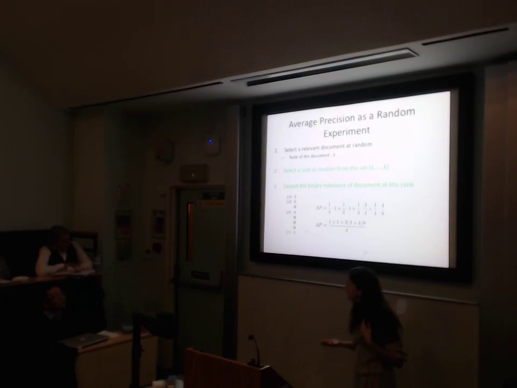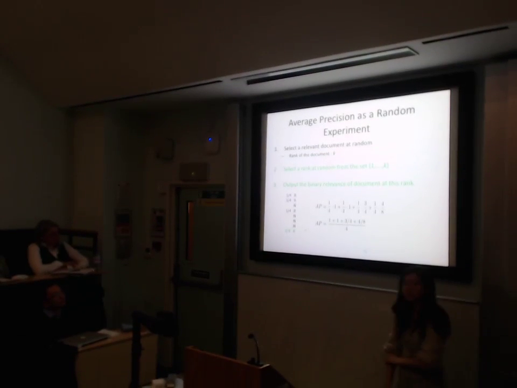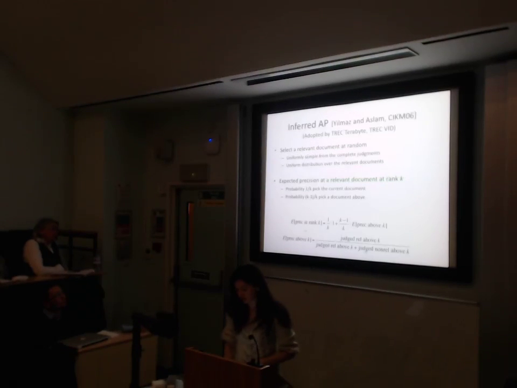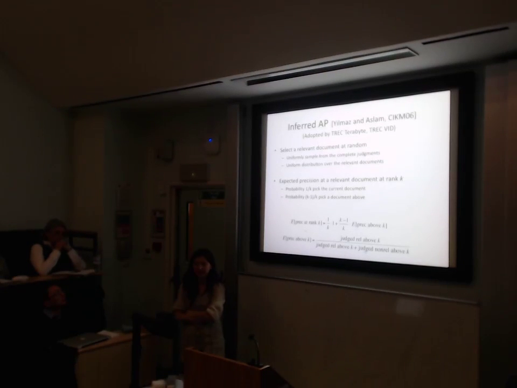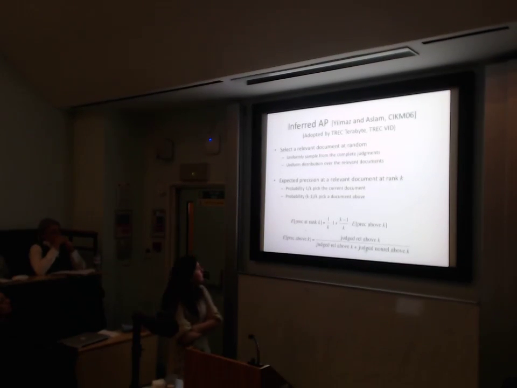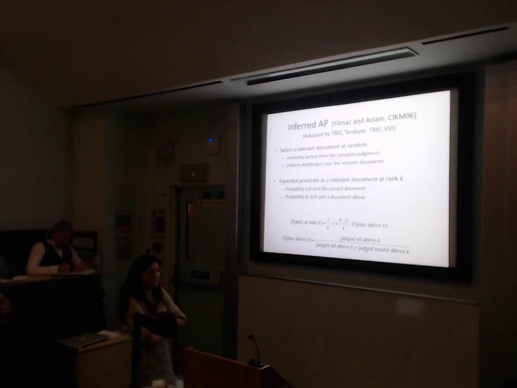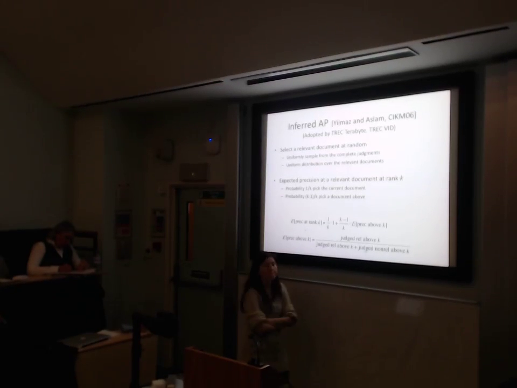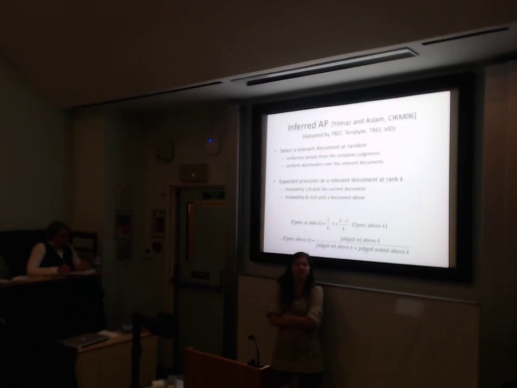You can apply this idea to different evaluation metrics. It doesn't have to be this one. Okay, this is a very general idea. So now, given that we have defined our metrics as random experiments, how can we estimate the value of our evaluation metrics when our judgments are incomplete? How can we use this idea? Okay, so what we will do is, we will use this random experiment, and we will use our sample documents to estimate the output of this random experiment. That's how the random experiment helps us.